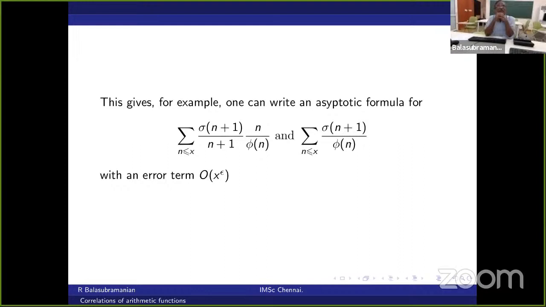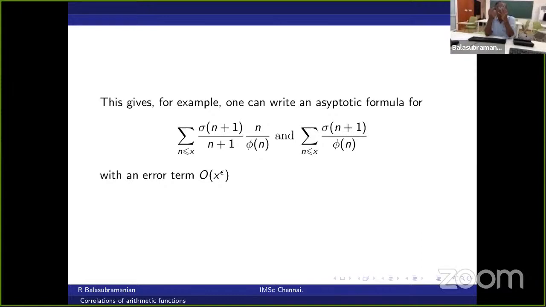When you do this, it actually gives you an asymptotic formula for sigma n plus 1 by n plus 1, n by phi n, and sigma n plus 1 by phi n, because you can take sigma n plus 1 by n plus 1 into n over phi n, but this n over n plus 1 will not play a major role at all. And therefore, you can actually estimate sigma n plus 1 divided by phi n.